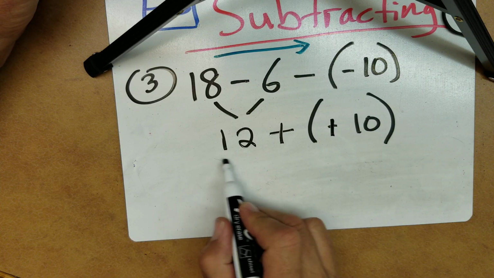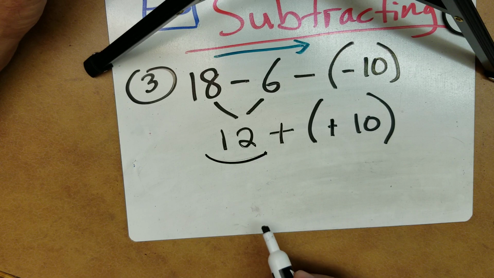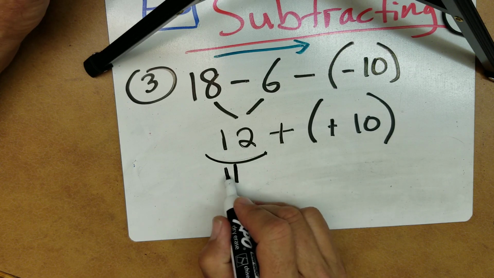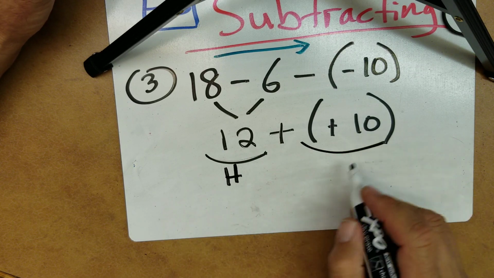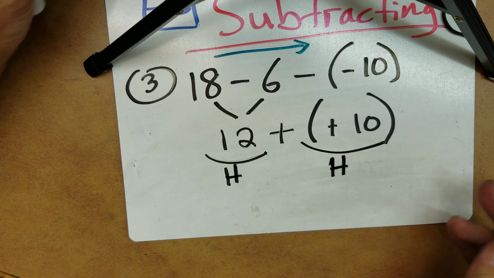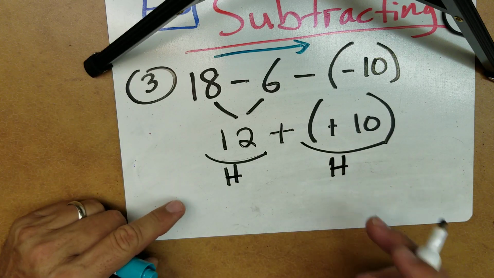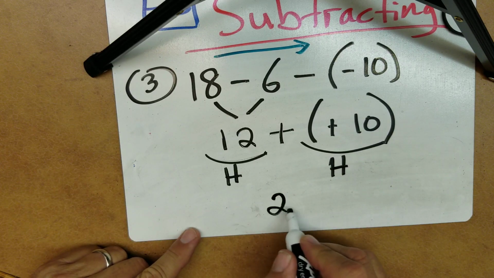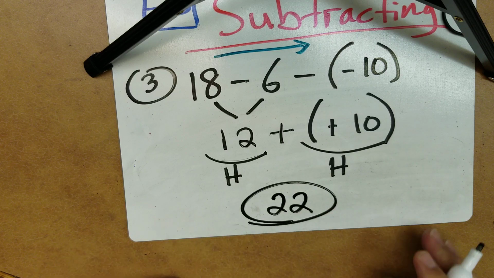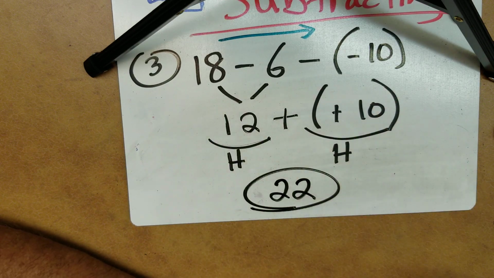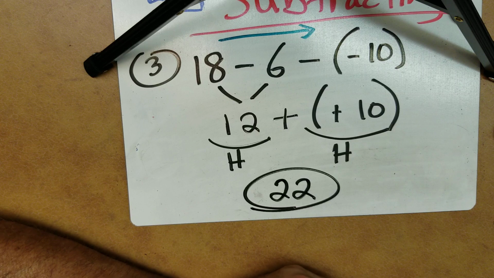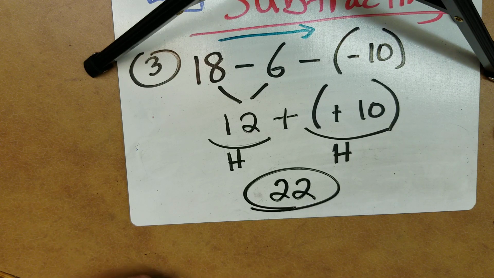Let's talk about money. Do you have $12 or do you owe $12? You have it. This is a have. Do you have $10 or owe $10? You have it. Look, I got $12 in one pocket. I got $10 in the other pocket. Looks like I got $22. Bam. That's how we're going to do problems. Even when there's 3 things like that, you just move left to right. That is the order of operations.